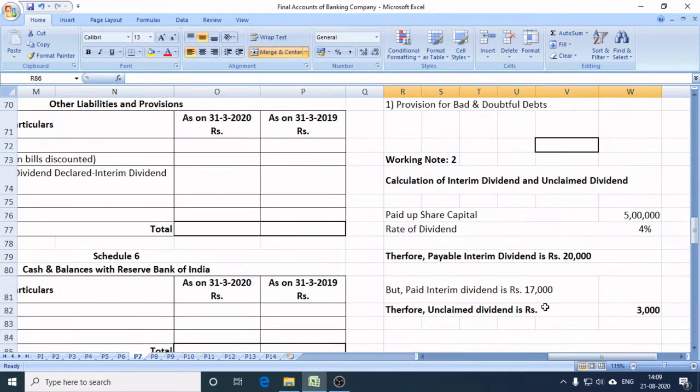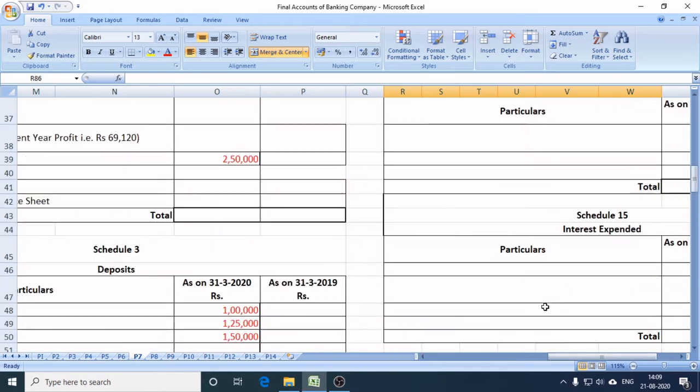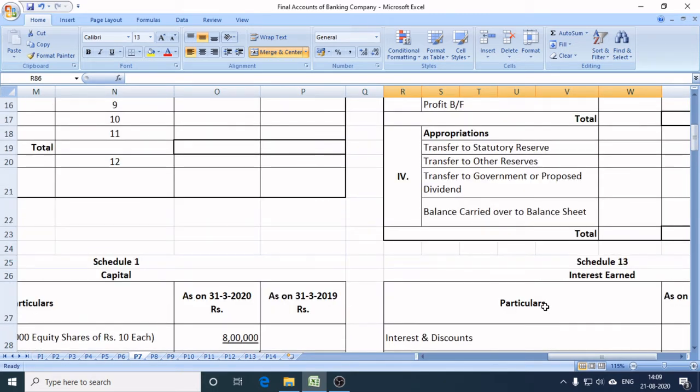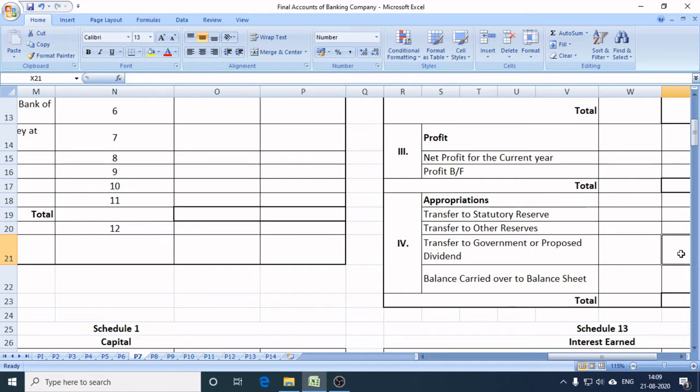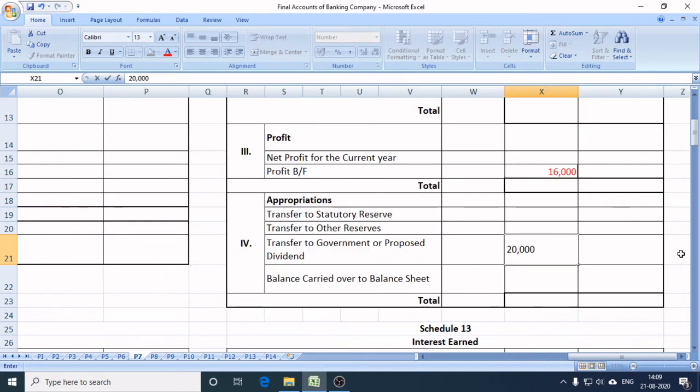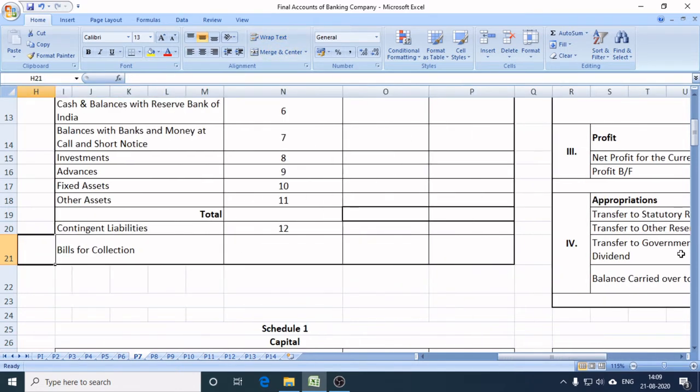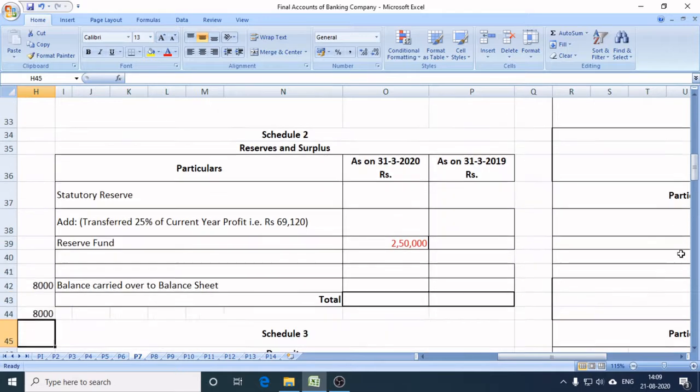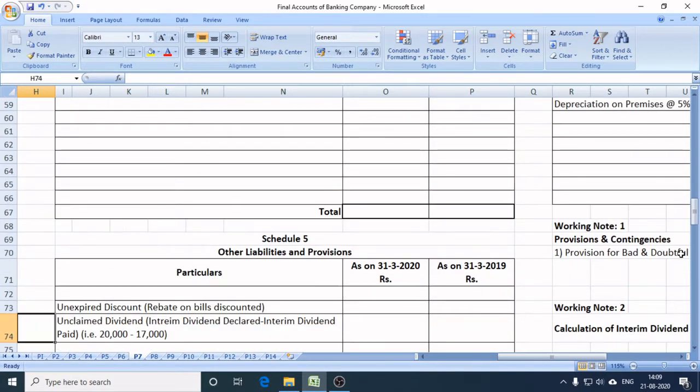As I have told you, dividend is paid from profit, so it is an appropriation of profit, and we should record rupees 20,000 here as dividend declared. But out of 20,000, only 17,000 is paid, so the remaining 3,000 is the unclaimed dividend. And we must record that unclaimed dividend under schedule number 5, that is other liabilities and provisions, here 3,000 rupees. Now see, unclaimed dividend, we have calculated it by deducting 17,000, that is interim dividend paid, from dividend declared, that is rupees 20,000.